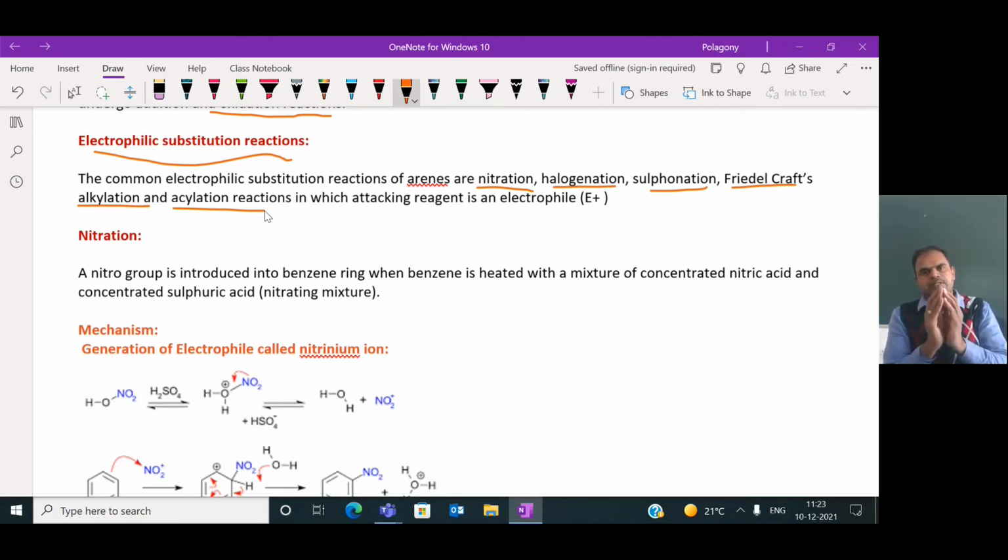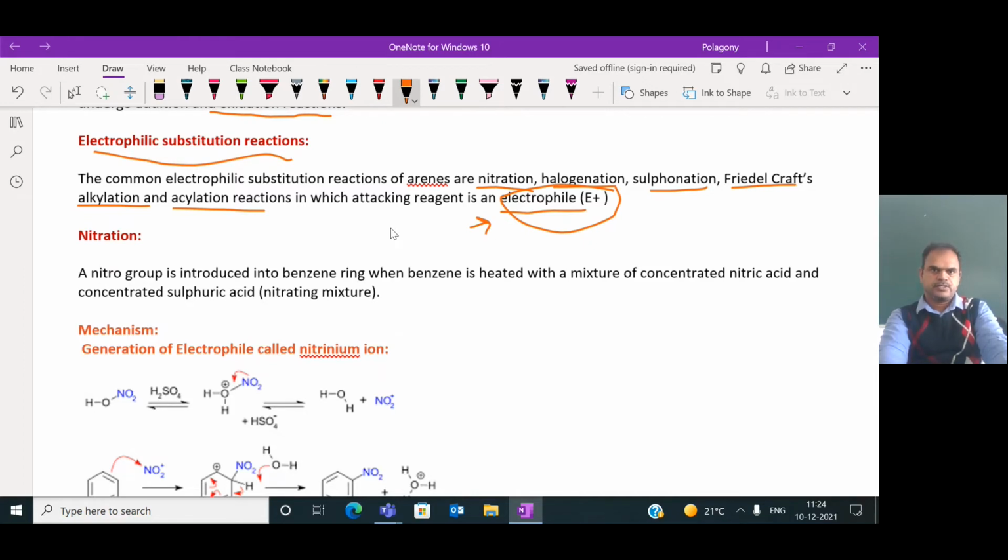Since benzene has nucleophilic property, it attracts the electrophile. Since it is an electron-rich system, benzene has that nucleophilic property, so definitely benzene attracts electrophiles. That means benzene possesses a pi electron system and the pi electrons are many, so it easily attracts the electrophiles.